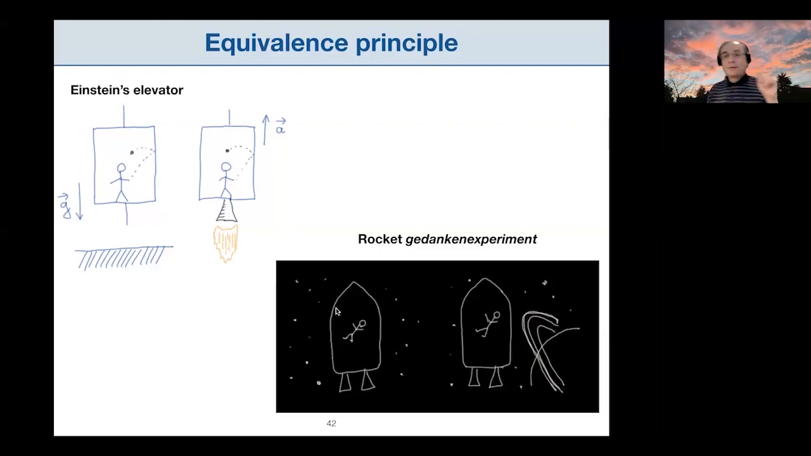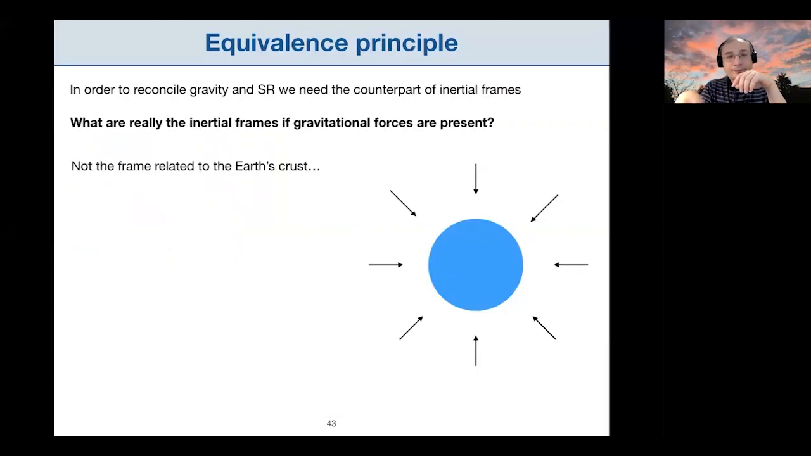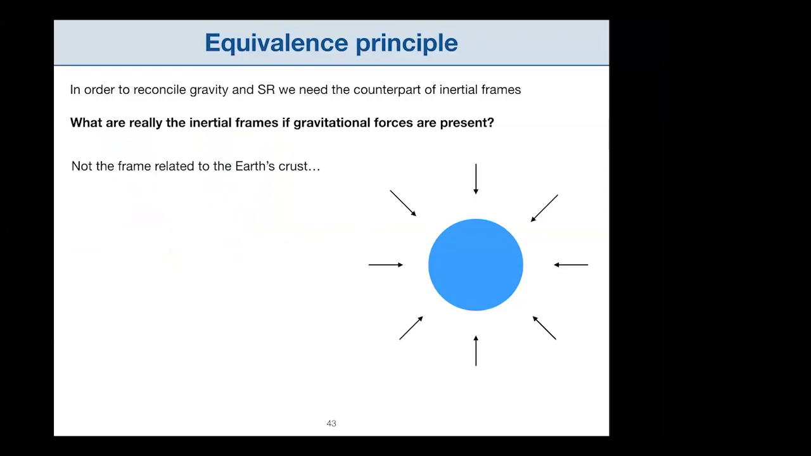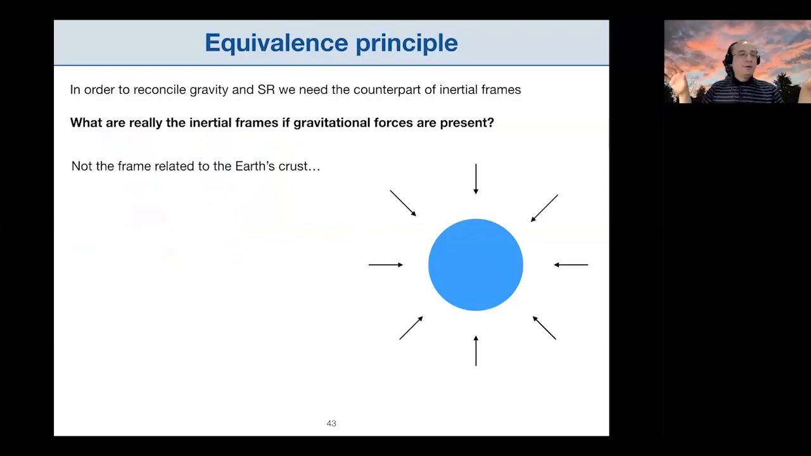In fact, one of the first steps towards general relativity is to identify what is the inertial frame in this case. So we would like to reconcile gravity with special relativity. But special relativity is all about inertial frames and what happens in inertial frames. They're an essential notion here. So what are really the inertial frames if we have gravitational forces present? So imagine you are close to the Earth. This blue spot is the Earth. The Earth creates its own gravitational field, which is radial and inwards. What would you call the inertial frame in this case?